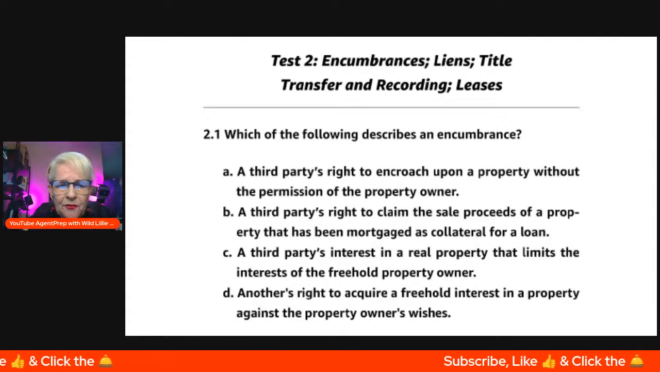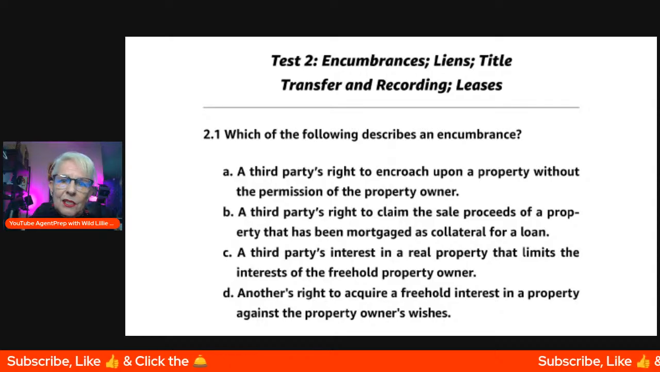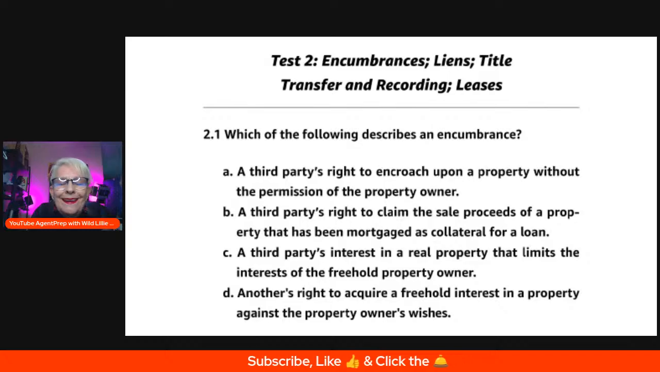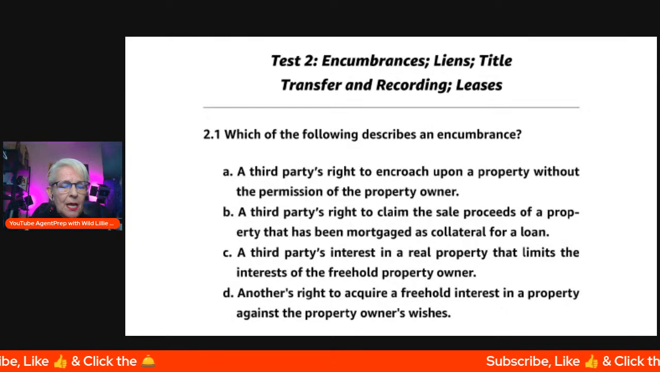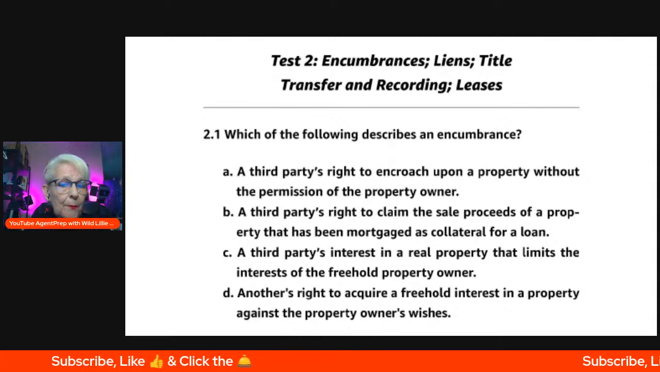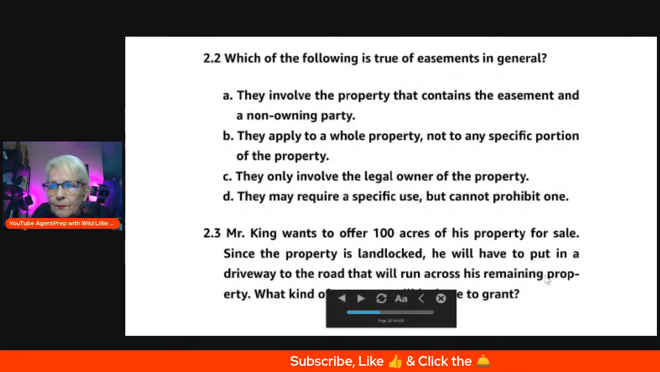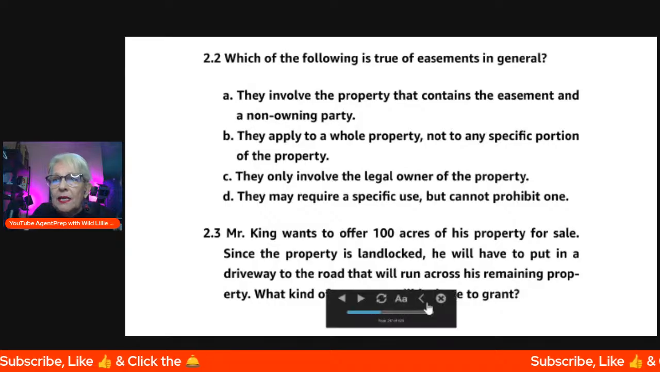Now, someone answered a third party's right to encroach upon a property without the permission of the property owner. That would be like a squatter. No, that is not it. They don't have a right to go on. An encumbrance is something that is attached to that property and limits the freehold interest, all the bundle of rights. So the answer here is C, a third party's interest in real property that limits the interest of the freehold property owner. But thank you for participating. And yes, always type the question number and the letter answer.